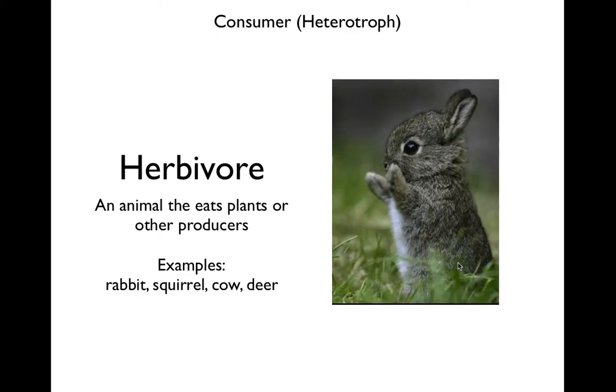So the first one is a herbivore. A herbivore is of course a consumer, but it only eats plants. So rabbits, squirrels, cows, deer, these are animals that only eat producers. You'll notice that there's no distinction on size, right? A rabbit and squirrel are very small, but a cow and a deer would be very, very big. So it doesn't matter how big they are. It all depends on what they eat. And a herbivore would eat only plants, okay, producers.